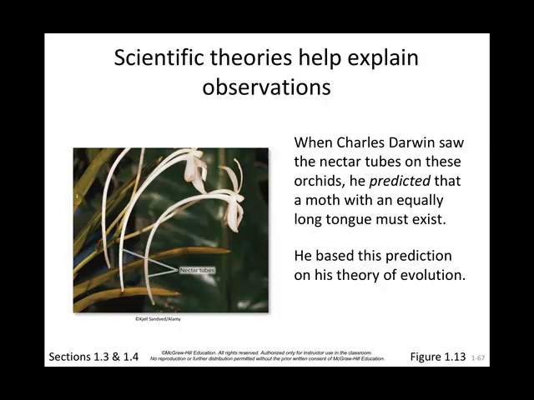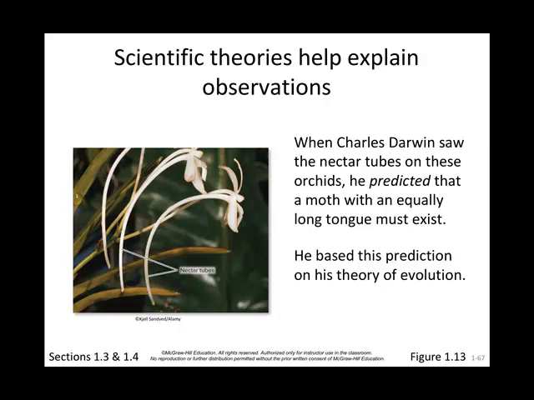Here's a real-life example of how scientific theories help explain observations. In an observation that was made by Charles Darwin, he saw nectar tubes on orchids that were really deep and narrow. Based on his theory of evolution by natural selection, Darwin predicted that there must be an insect that had an equally long tongue that can reach inside the nectar tubes.